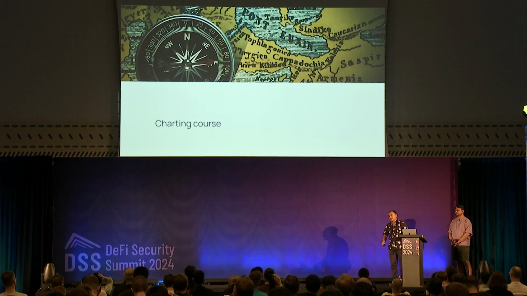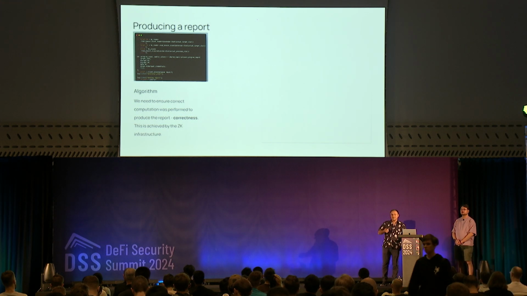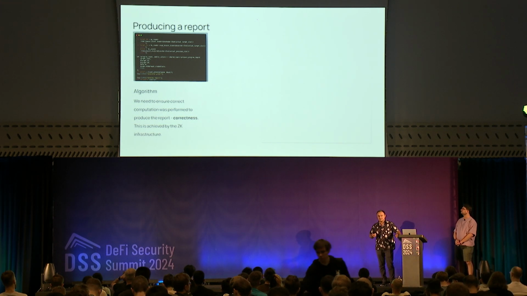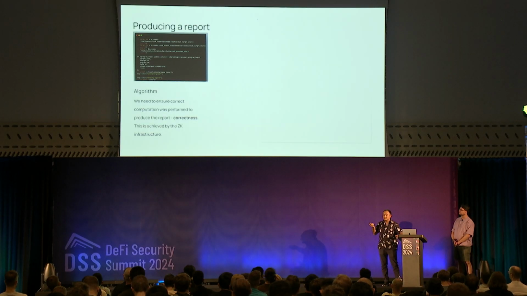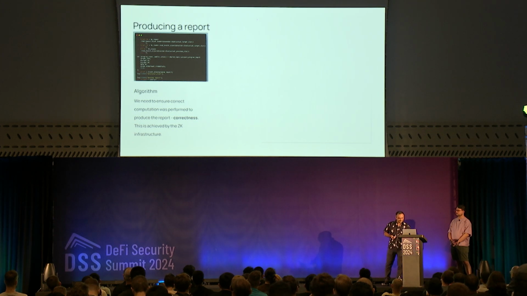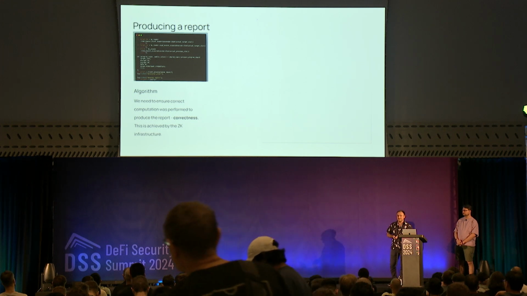OK, so charting the course on the technical approach. As I mentioned, producing a report starts with the actual correct algorithm, right? In order to produce a report, you fix how the raw data we have on the beacon state converts into a report. And this is an excerpt of the actual code we have. Most of the complexity is hidden behind this prepare input thing, but other than that, it's basically just this. And the correctness and honesty requirements for producing the report are guaranteed by the ZK infrastructure itself. We'll touch on this slightly later.